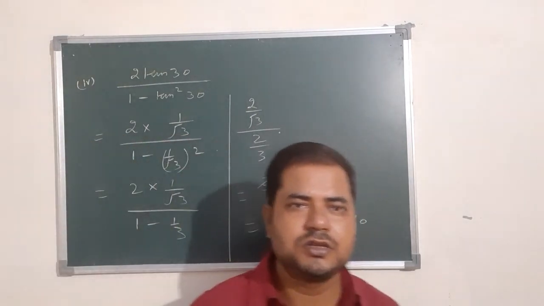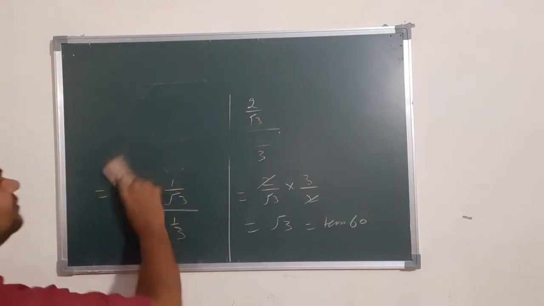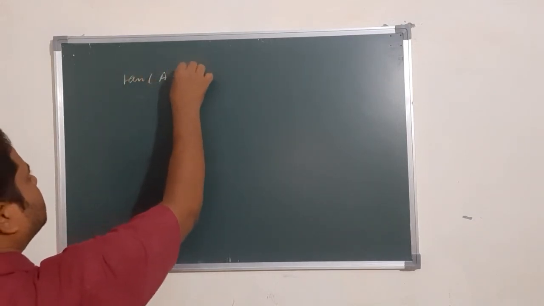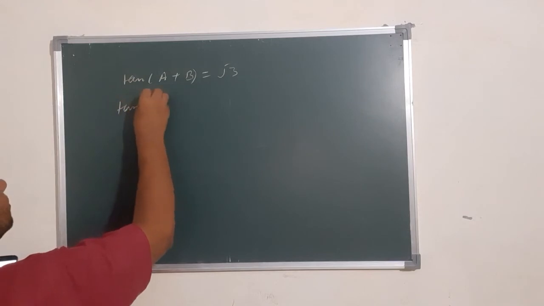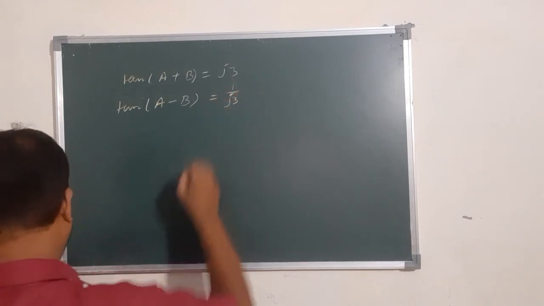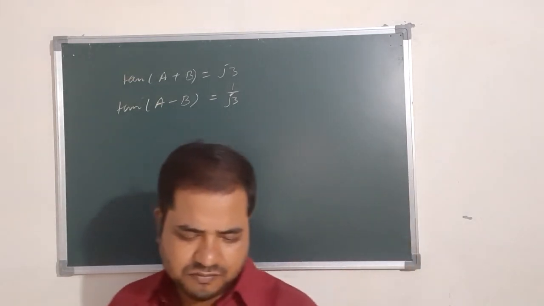So I hope you have completed this one also. Now, next one, question number 3. What is question number 3? If tan(A plus B) is equal to root 3, and tan(A minus B) is equal to 1 by root 3, and the condition given is 0 is less than A plus B is less than or equal to 90 and A is greater than B, find A and B.